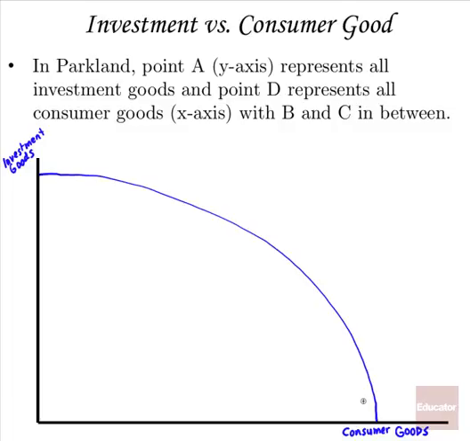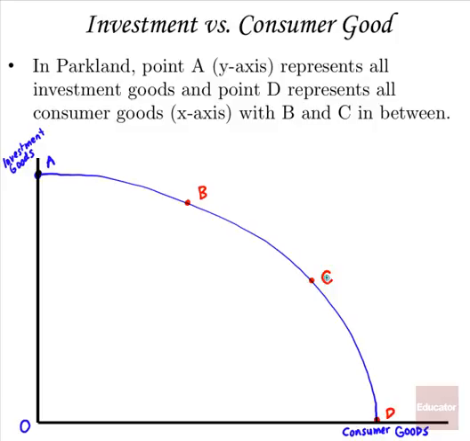Now, there are a couple possibilities here, and let's go ahead and draw the points as I've listed, and I'll kind of explain what's meant by this here. This would be point A. So if it were the case that investment goods were the only thing produced in the economy, that would be point A. Point D represents only consumer goods. So let's say people don't invest at all, they just purchase consumer goods. And B and C would be somewhere in between.